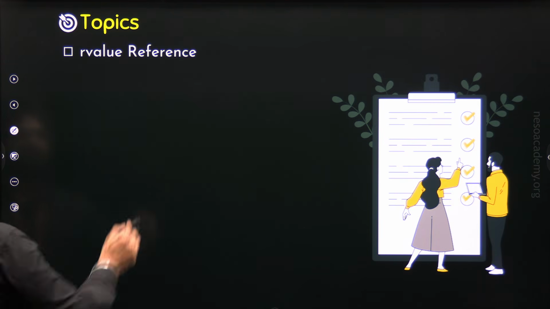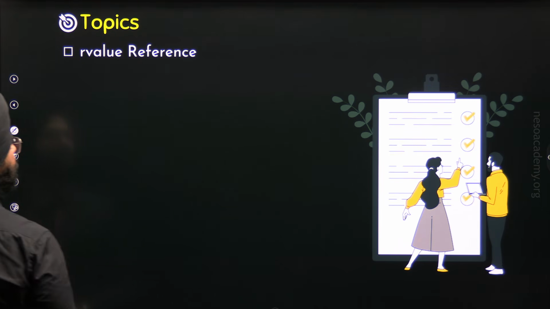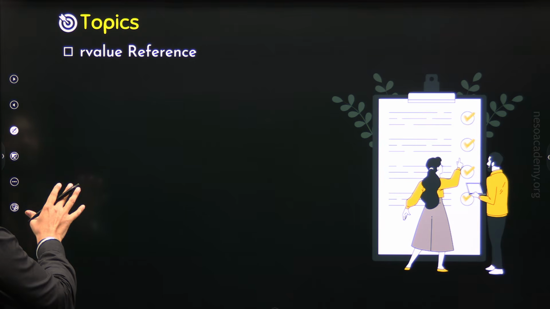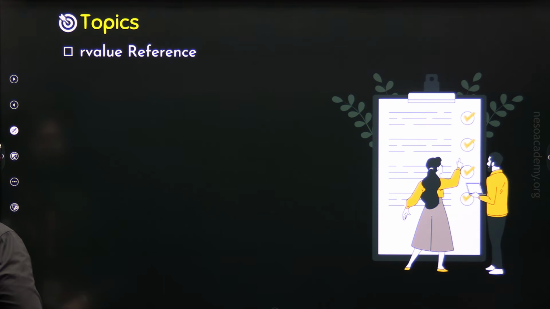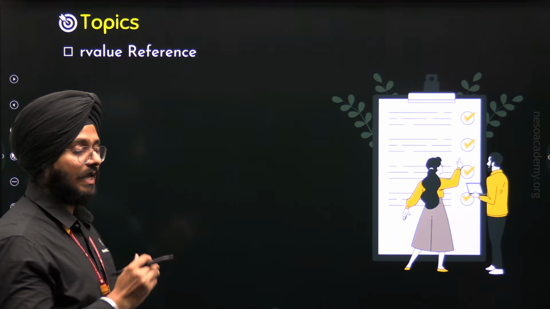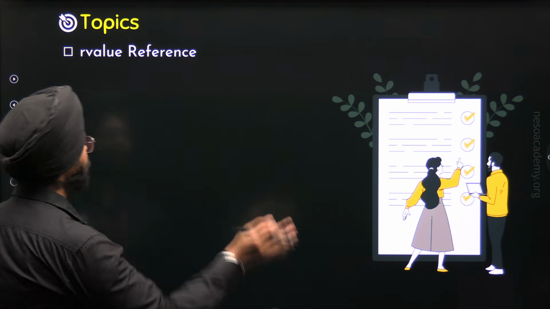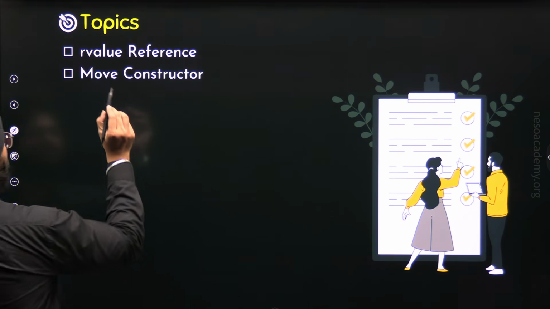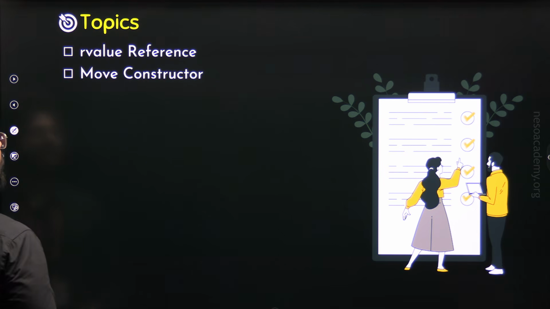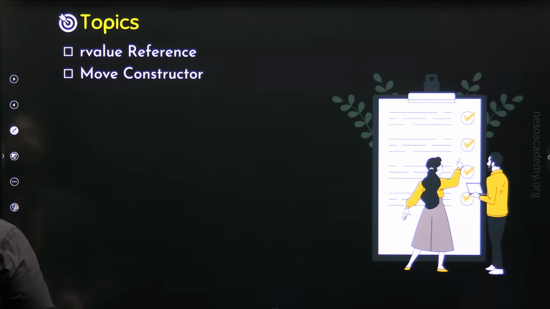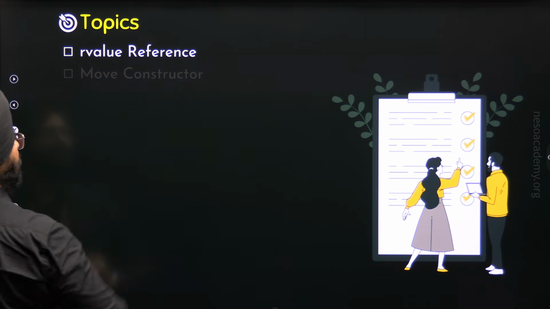The first topic is rvalue reference. Before understanding move constructor, we will first understand rvalue reference, which is important to implement the move constructor. Then we will move to the next topic where we will understand the move constructor. So these are the topics of this lecture. Let's start with the first one, rvalue reference.